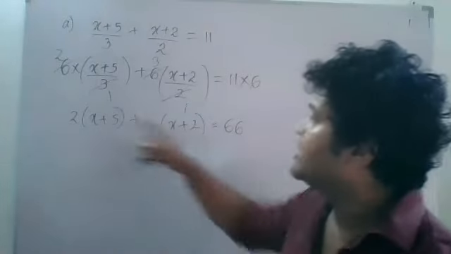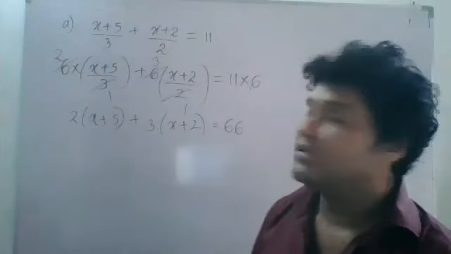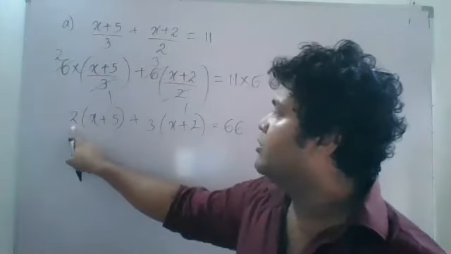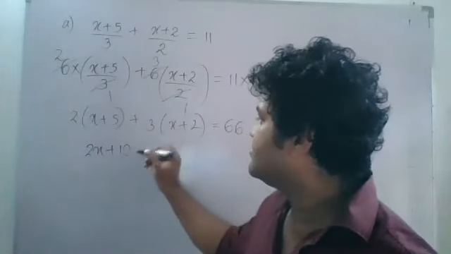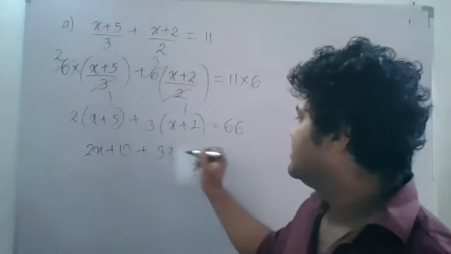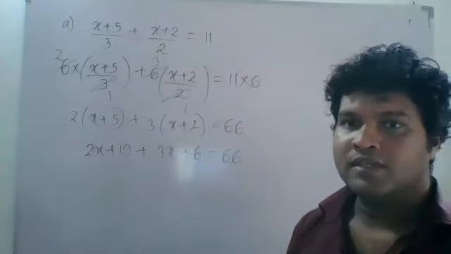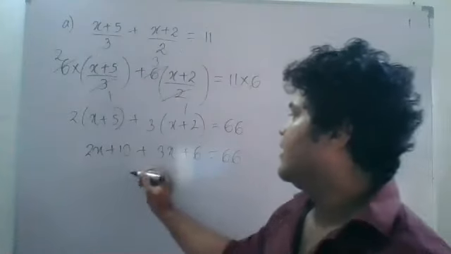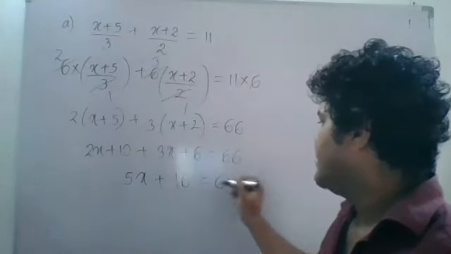Now we have come to the second stage. In the second stage, you can see brackets. Then we have to remove the brackets to get rid of them. You know that 2 times x, 2x. 2 times 5, 10. 3 times x, 3x. 3 times 2, 6, and 66. 2x and 3x make 5x. 10 and 6, 16. 66.